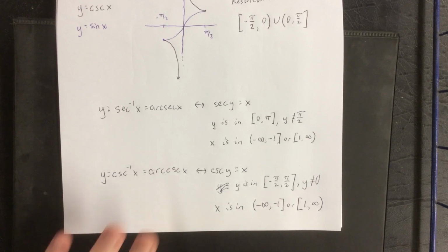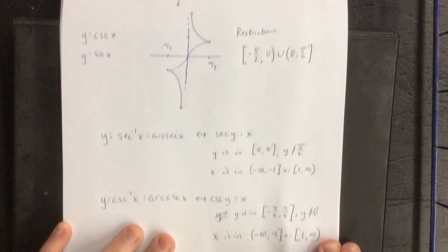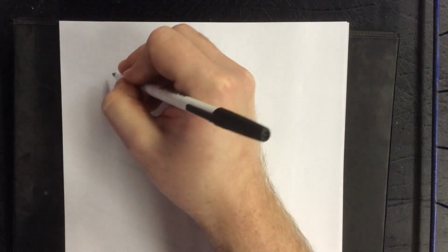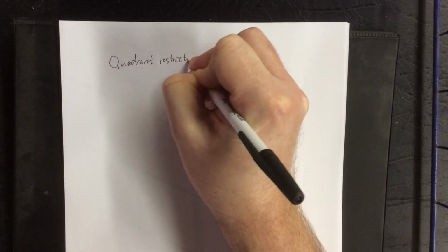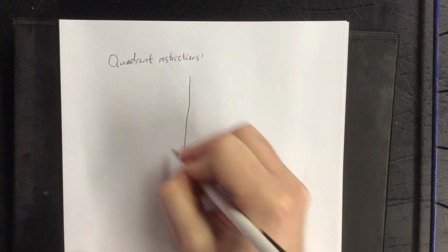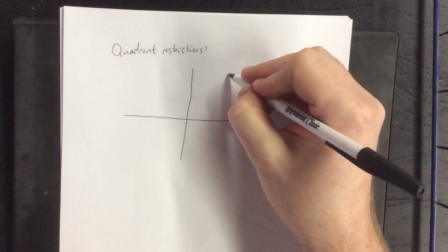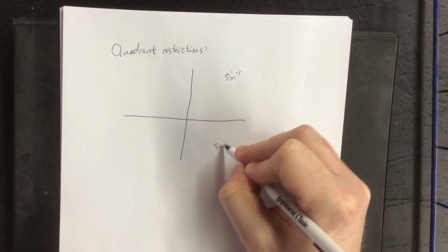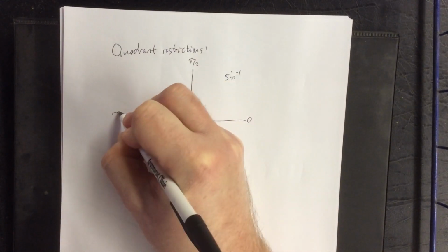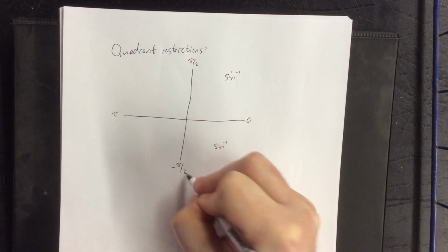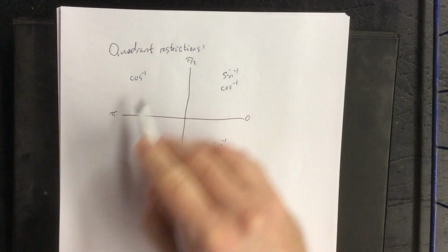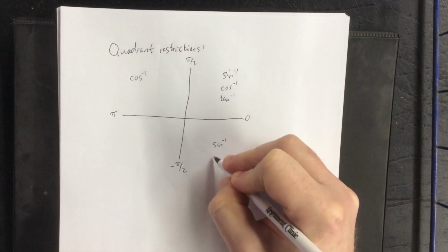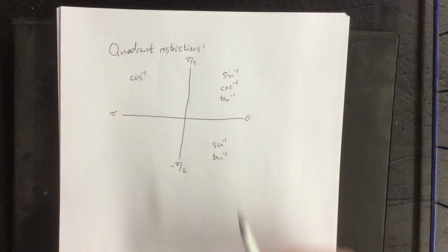Now with those things in mind, very similar to what we did for the arcsine, arccosine, and arctangent, this means that there are certain quadrant restrictions associated with all 6 of our inverse trig functions. So we'll call this the quadrant restrictions. The arcsine was restricted to be between negative pi over 2 and positive pi over 2. We refer to that as a quadrant 1 and quadrant 4 restriction. The inverse cosine had to be between 0 and pi. The inverse tangent was in between negative pi over 2 and positive pi over 2.